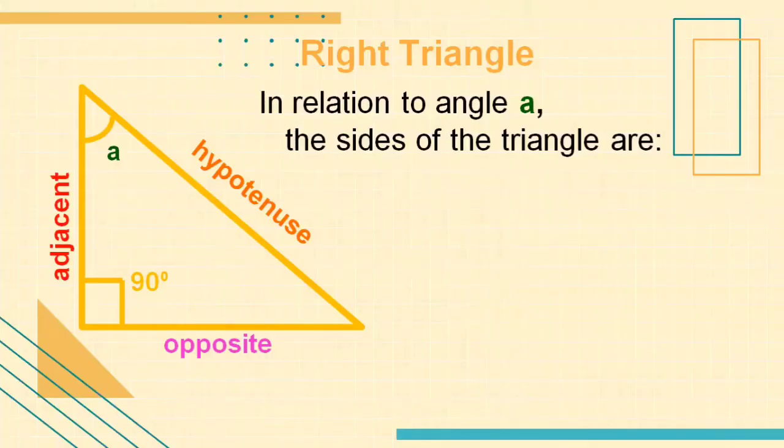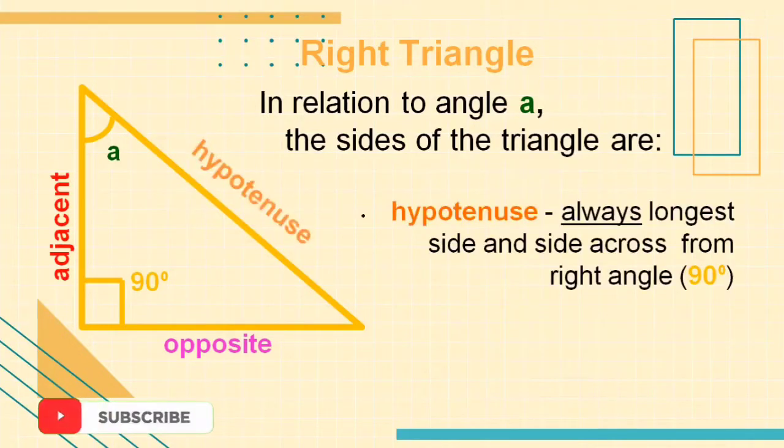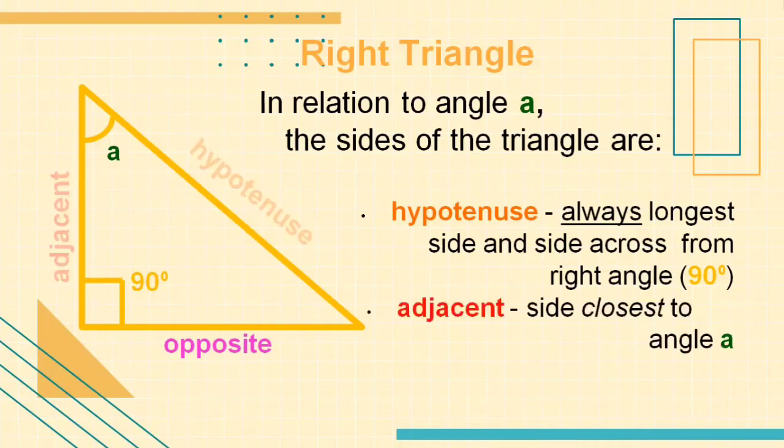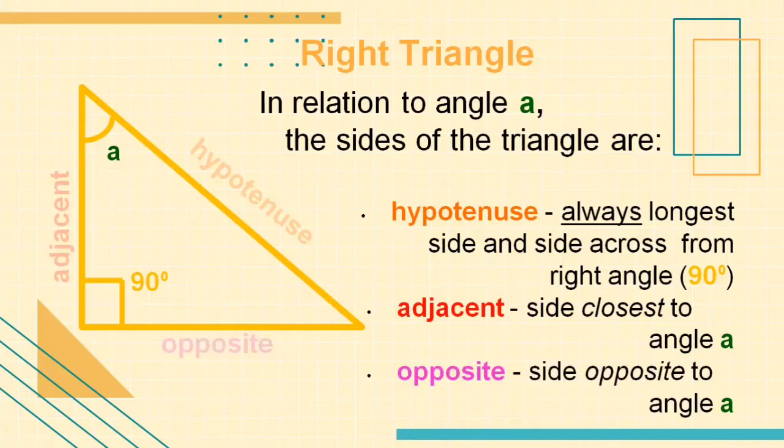In relation to angle A, the sides of the triangle are, first, hypotenuse. It is the longest side and the side across from the right angle, which is 90 degrees. The next side is our adjacent side. It is the side closest to angle A. And the last side is the opposite side. It is the side opposite to angle A.